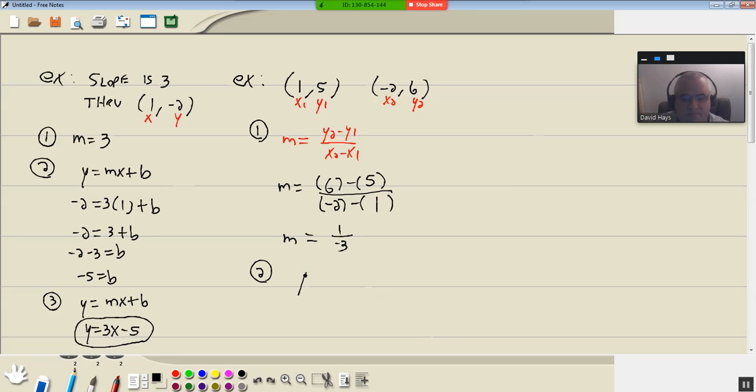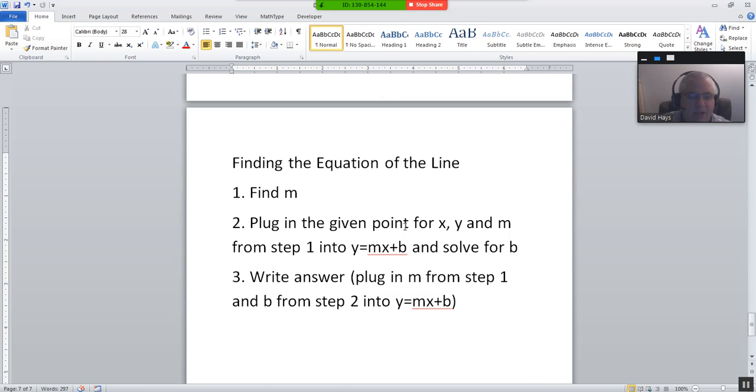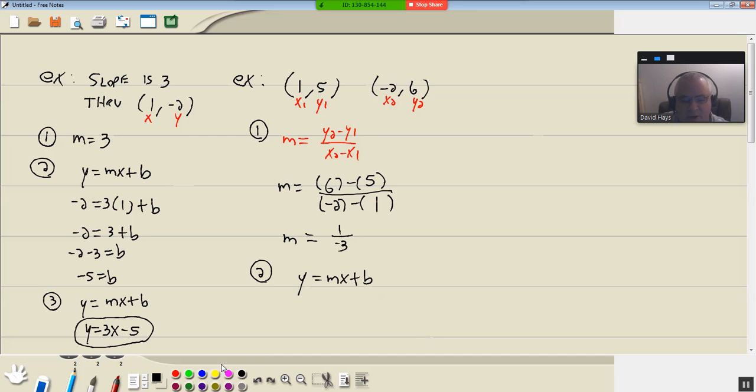Now step 2. It says plug in the given point. We're given 2 points. Which one do I use? Well, you choose whichever one you want, whichever one looks easier. I'm going to plug in the first one because there's no negatives. Numbers look a little smaller. So put 5 in for the y. m we just said was -1/3. And x is 1. Plus b. And then we want to solve for b.